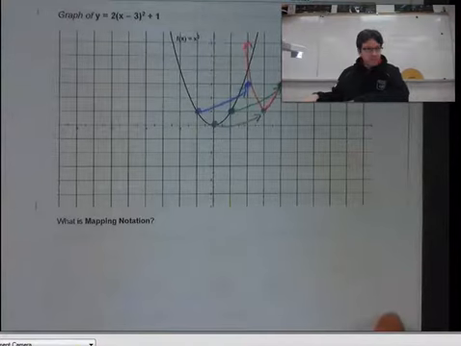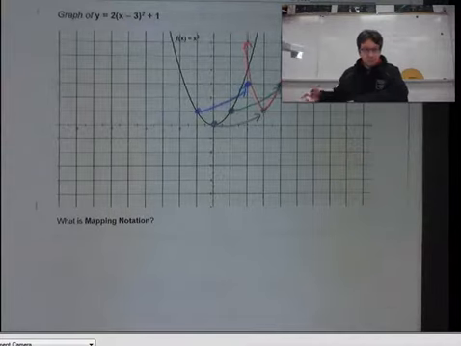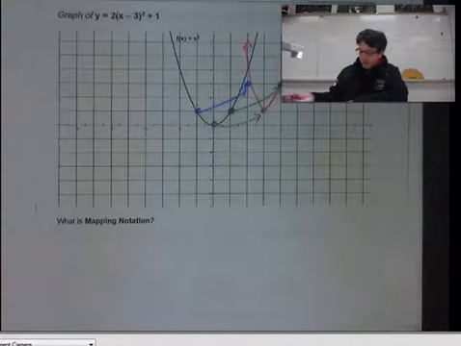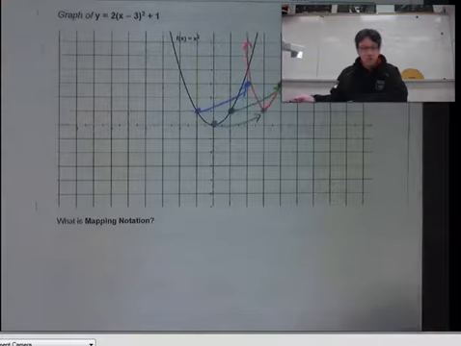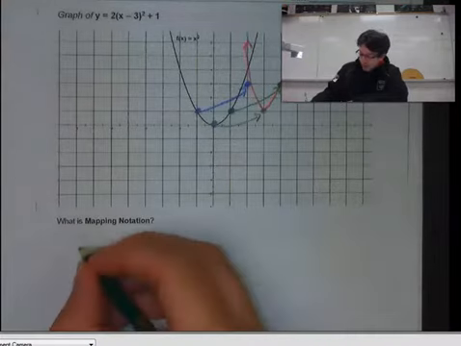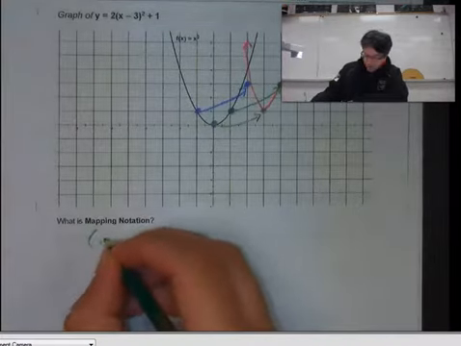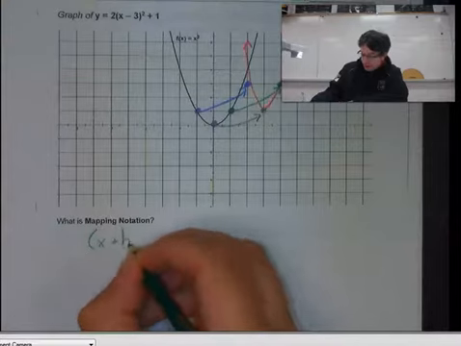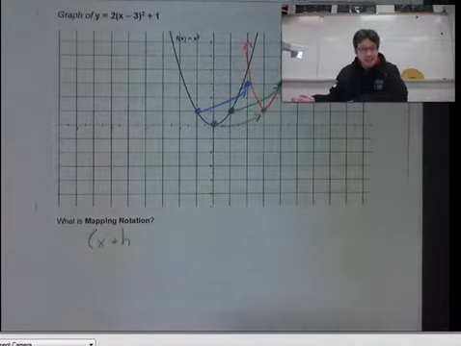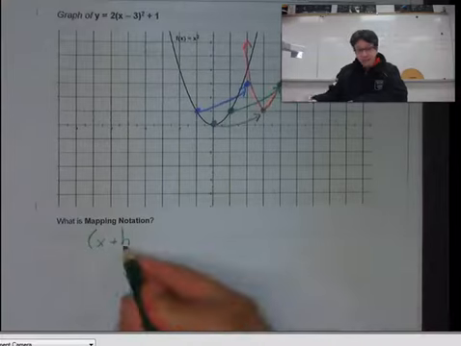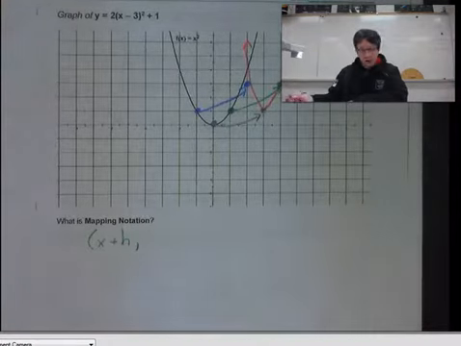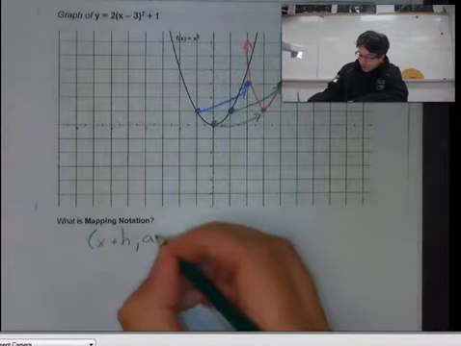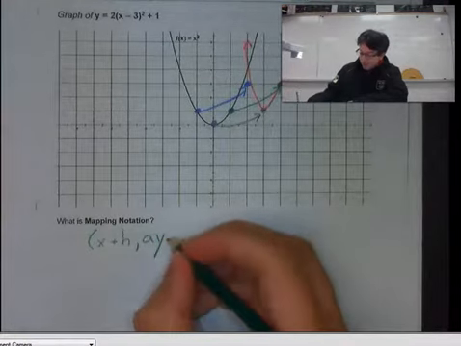All right, so filling out that chart may take a while, but an easy way to summarize what we did, which we call mapping notation, is to take your original coordinates, and what you're going to do is your x coordinate, you're going to add the value of h, right? And if h is negative, then obviously you're subtracting h. And then your y coordinate, you're first going to multiply it by a, and then you're going to add k.